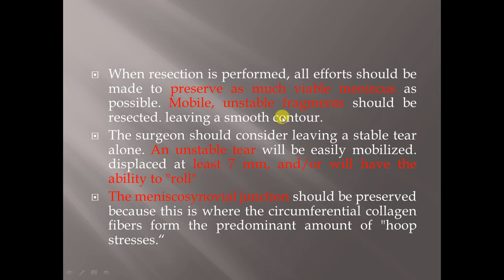If you do a resection, resect as minimally as possible, only the unstable fragment. Unstable fragment means that when you probe it, you can move it more than 1 centimeter. If less than this, it is mostly stable. Don't injure the menisco-synovial junction. The menisco-synovial junction is the peripheral part which contains the main circumferential fibers, which are responsible mainly for the hoop stress mechanism.